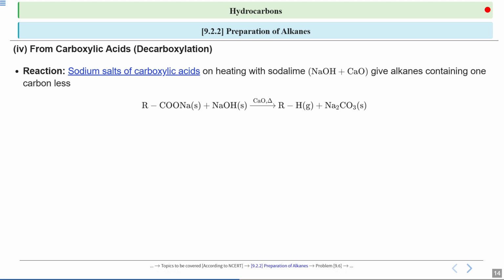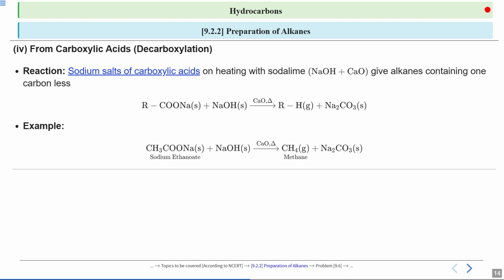The reaction can be represented as RCOONa in the solid form reacts with NaOH in the solid form to give us RH in the gaseous form plus Na2CO3 in the solid form in the presence of calcium oxide. Notice the carboxylic group is replaced by a hydrogen atom, resulting in the formation of an alkane.